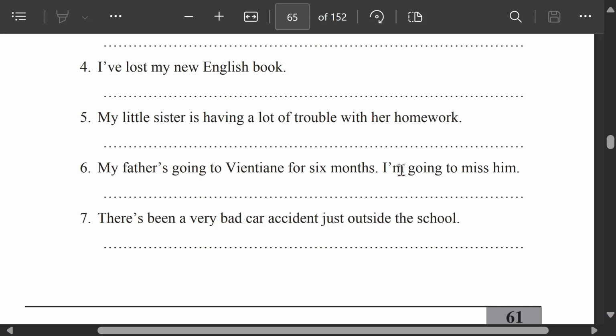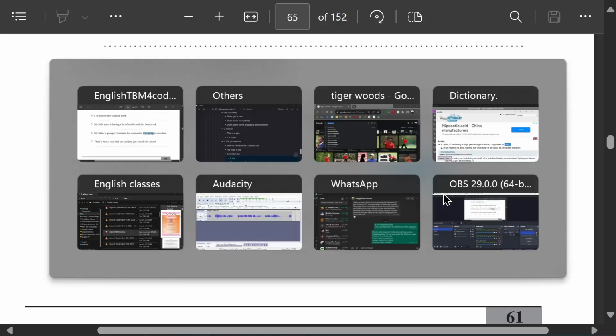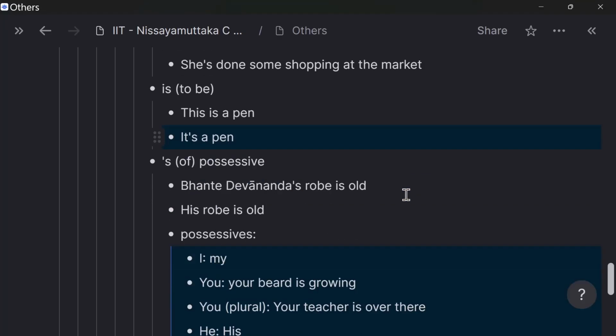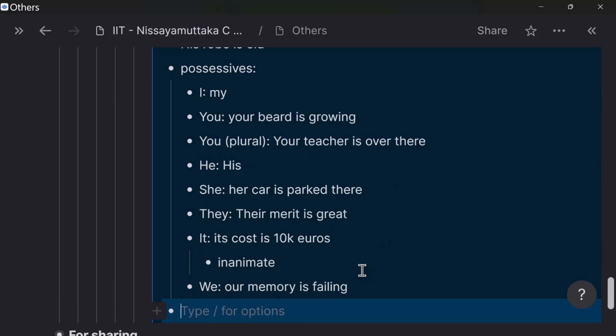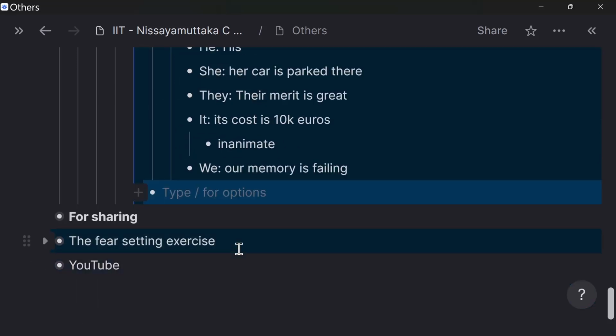I am. I am is verb to be, right? Verb to be. So this is the verb to be in the present. And going to. This is also present continuous. I'm going to miss him. What is this miss? What is miss?